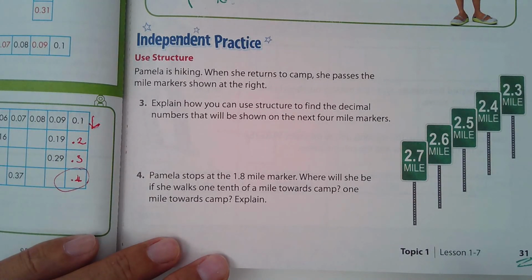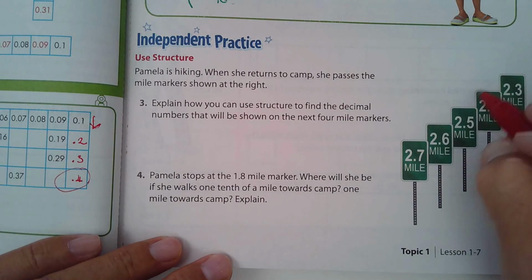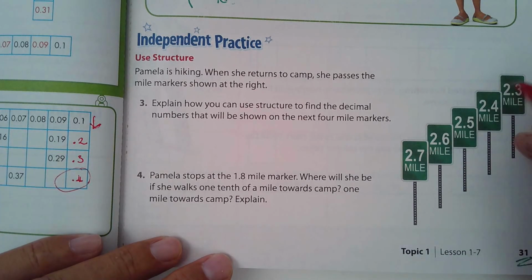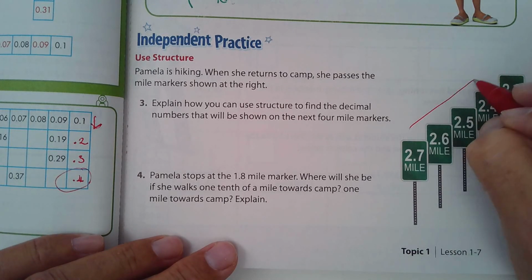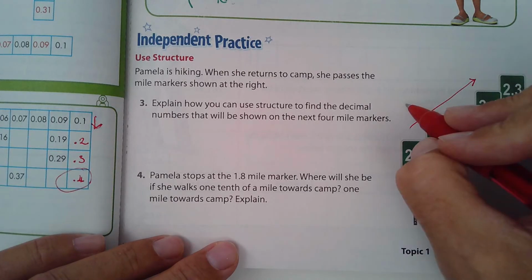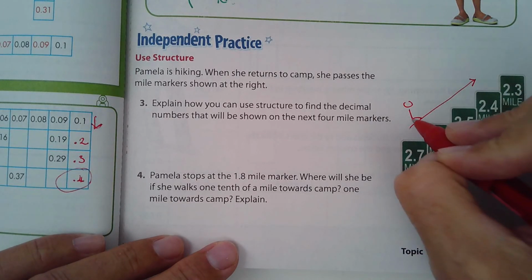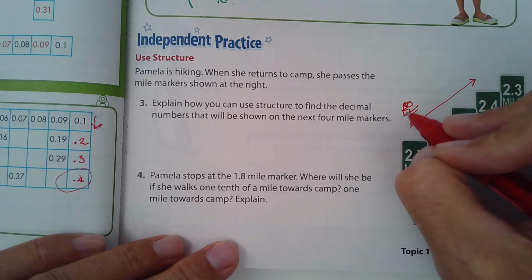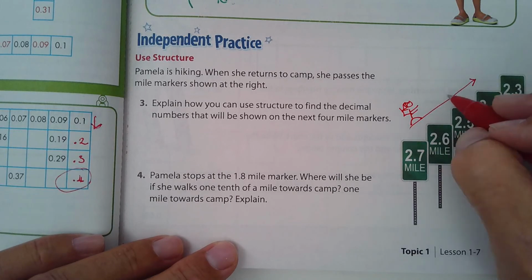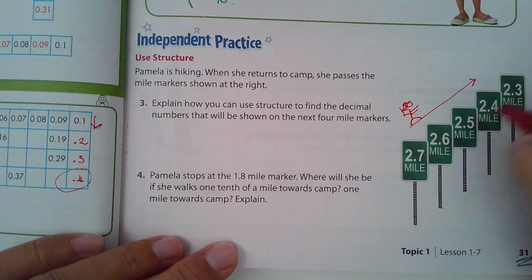So she's returning to camp. I'm not really sure if she'd be going this way or going the other direction. They don't really say. Let's say she's going this way, and she's hiking along. There's her long hair. She's got a backpack on. And so she's getting closer to camp. Camp would be 0.0.